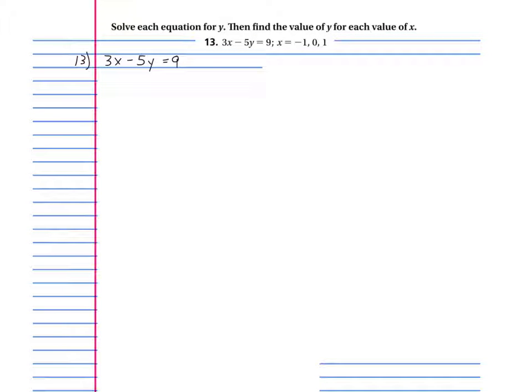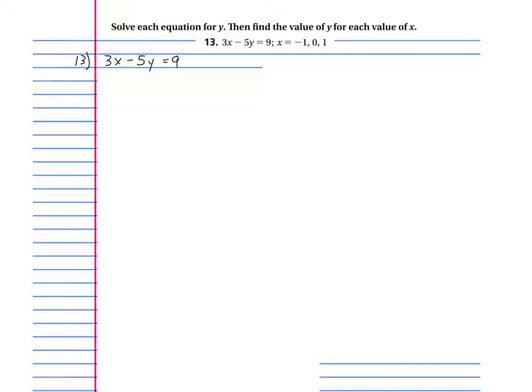Okay, here we go. We're solving for y, and then we're plugging in the values of x that they give us. And over here you can see that for this particular equation, 3x minus 5y equals 9, they're giving us the values -1, 0, and 1 for x. So first we're solving for y.